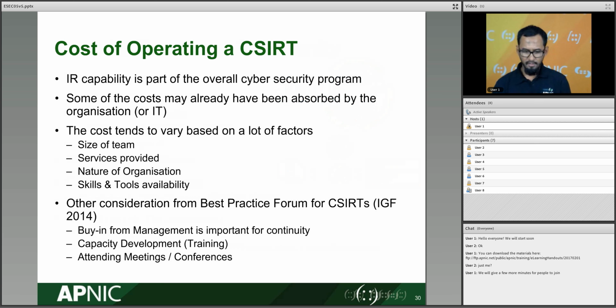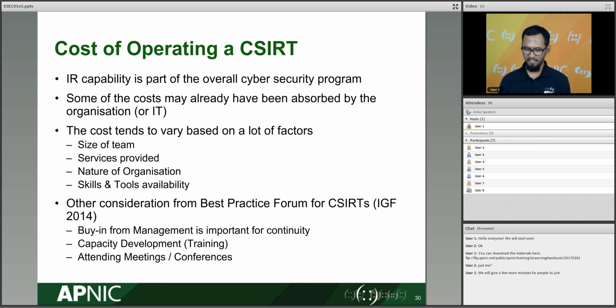So, the cost of operating a CSIRT. By now you may have realized that there are a lot of things that you need to have in place, not just the human resources, but also the technologies, the policy making, and so on and so forth. So a lot of resources are involved. One of the favorite questions that I get is, how much do I need? I cannot answer that question easily, because it depends on a lot of things, right? It depends on the size of the team and the services provided. The more services you provide, the more you probably need. And skills, tool availability, whether you use commercial tools or open source, that sort of thing. But the point here is that it will definitely cost some money.